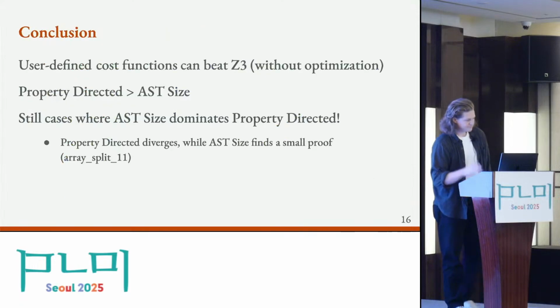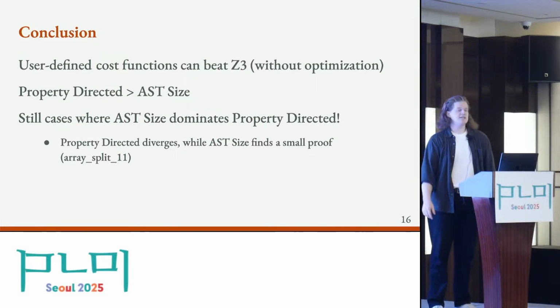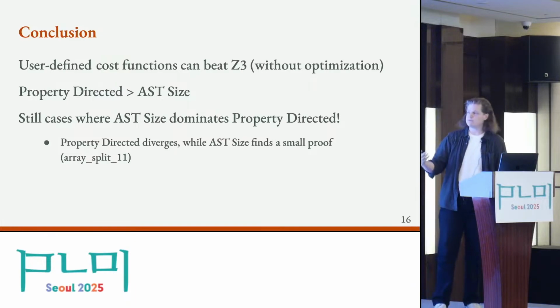metric. But yeah, so the conclusion is that user-defined cost functions can beat Z3 without optimization. Like I said, we did not try to optimize our tool, but we were able to beat Z3 on some number of examples. And we can see that property-directed is better than AST size for this particular benchmark. That's kind of unsurprising because we're leveraging more problem structure.